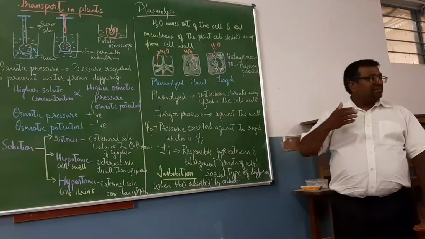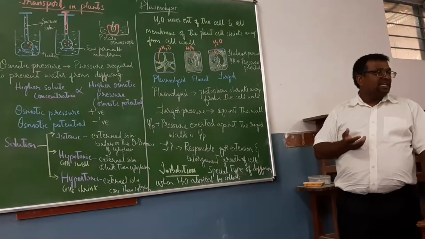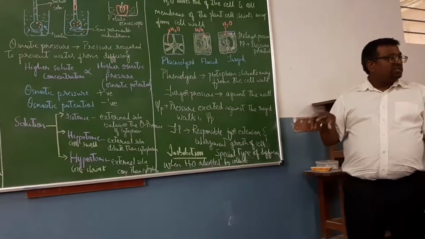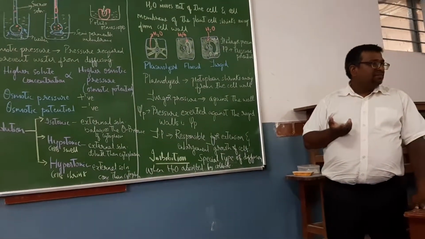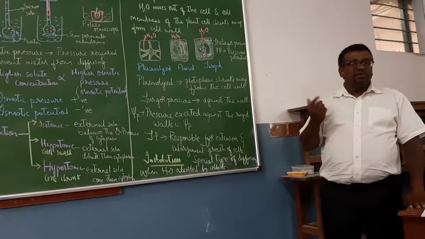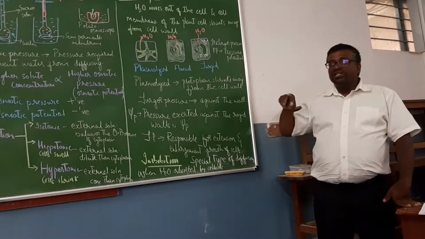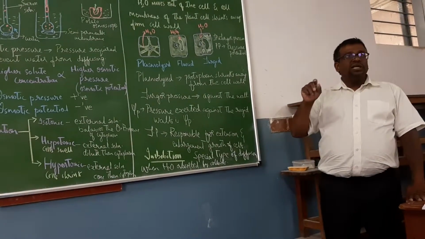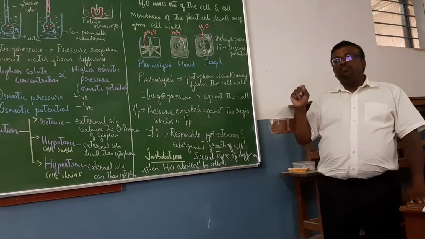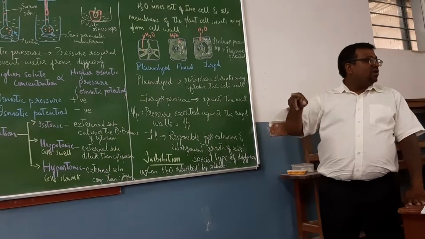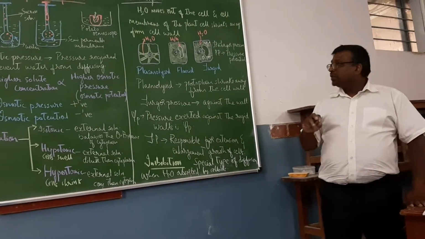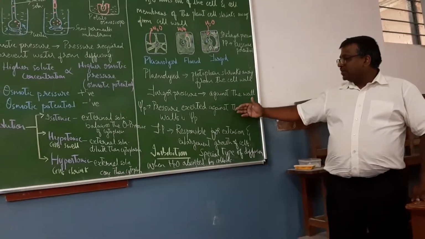Psi P is nothing but pressure potential. We have already discussed about pressure potential. The pressure required to prevent osmosis from occurring, we call it as pressure potential. We have discussed that during water potential, solute potential, pressure potential, when we discuss the components of it. Psi W, that is water potential, is equal to the sum of pressure potential and solute potential. In the previous class I have discussed about that. Okay, so that is what you have to remember.